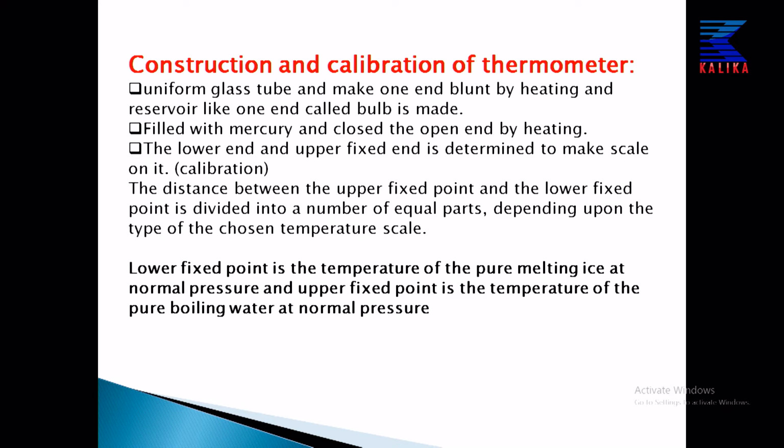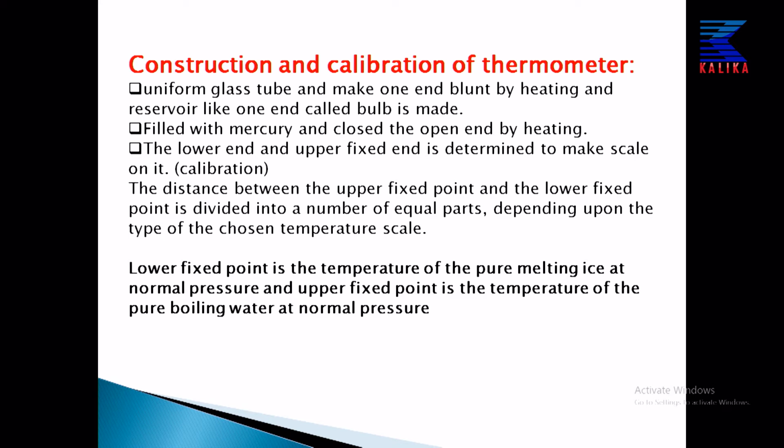After fixing the lower fixed point and upper fixed point, that is 0 degree Celsius to 100 degree Celsius, if you divide that 0 to 100 into 100 equal parts, one part is known as 1 degree Celsius. After this, we can divide the thermometer as we desire, and that is called calibration.